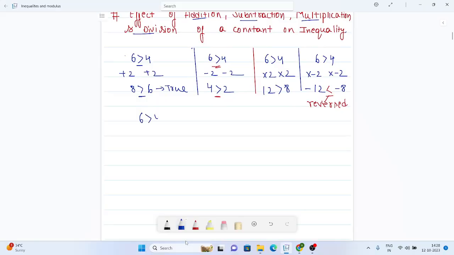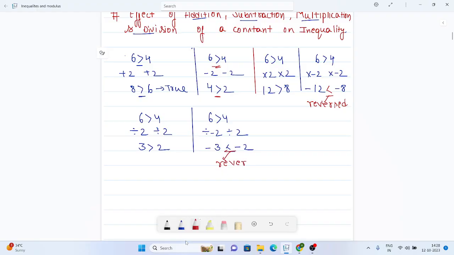So 6 is greater than 4 again, and if I divide by 2 on both the sides, you get 3 is greater than 2, which is also true, means the sign is the same as earlier. Okay, now last one, if I divide by a negative constant on both the sides, you get minus 3 and minus 2, and you know minus 3 is less than minus 2. Okay, so here also the sign is reversed.